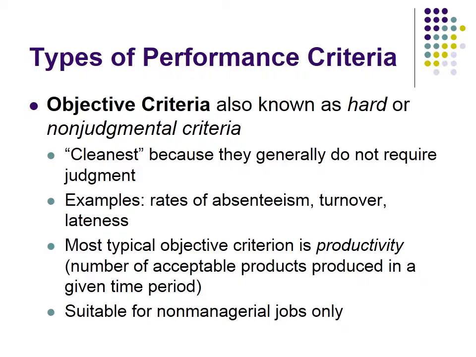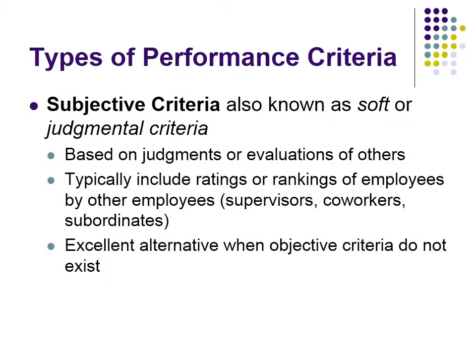Now, generally speaking, objective criteria become less and less suitable for more complex jobs, managerial jobs, so generally they're more suitable for non-managerial jobs. Subjective criteria is often known as softer judgmental criteria. It's based on judgments or evaluations of others, typically includes ratings and rankings of employees by other employees, supervisors, coworkers, subordinates. It's an excellent alternative when objective criteria do not exist.